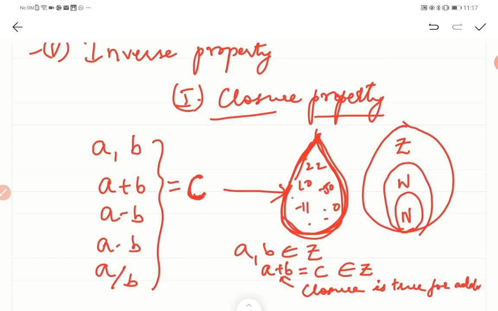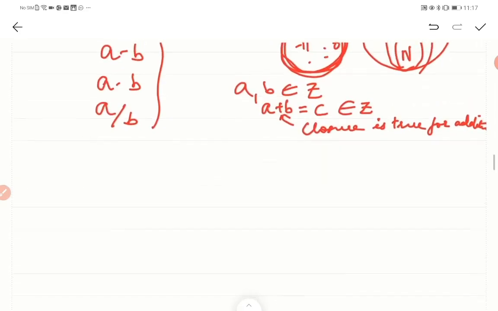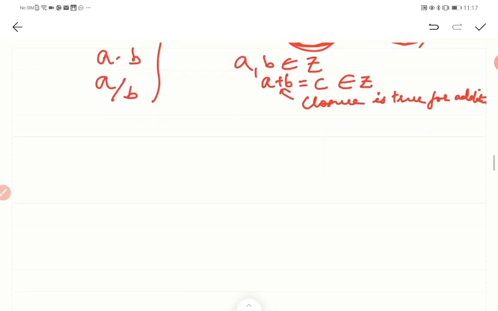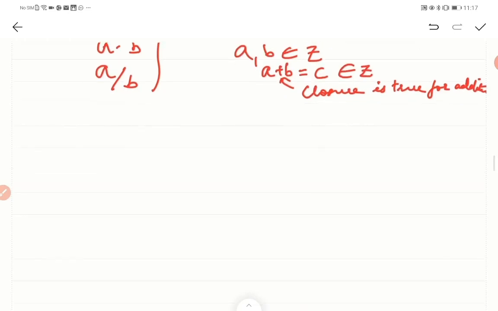Can you give any example in which this addition will not be true? Let me take some examples. 6 plus 3. So this 6 belongs to Z, 3 belongs to Z, and the output of this is 9. Even this belongs to Z, isn't it?